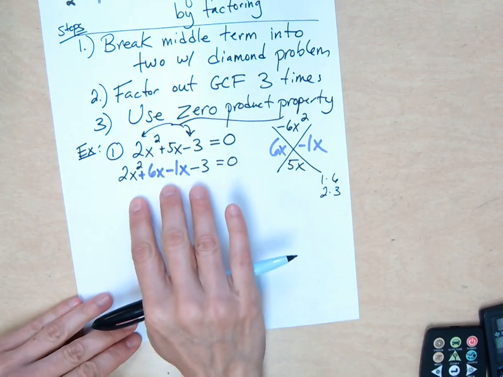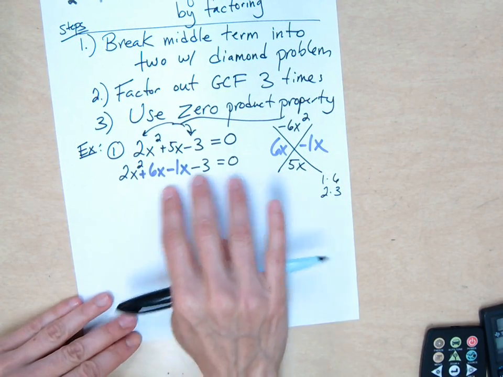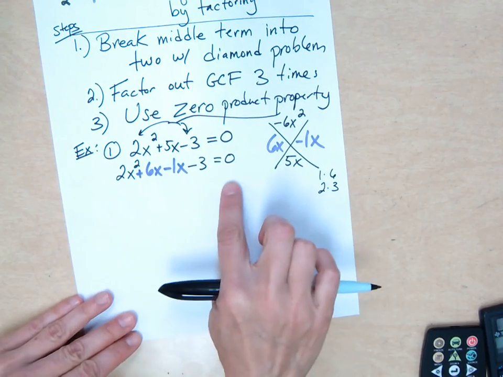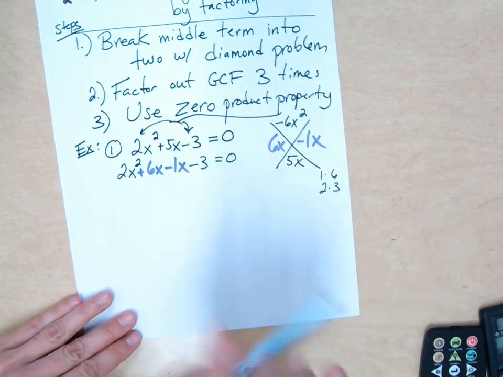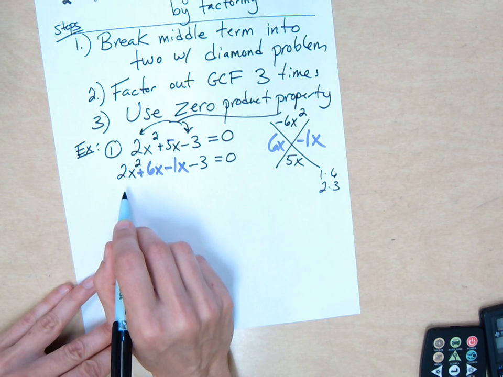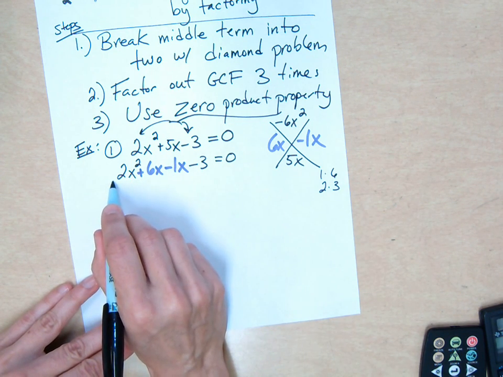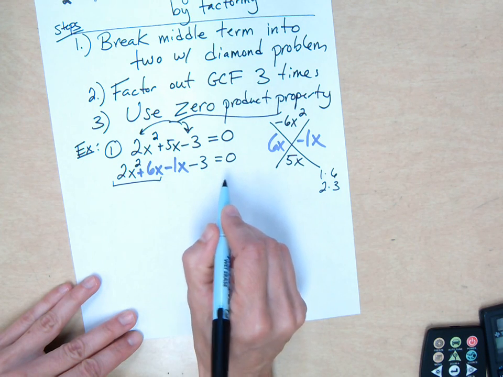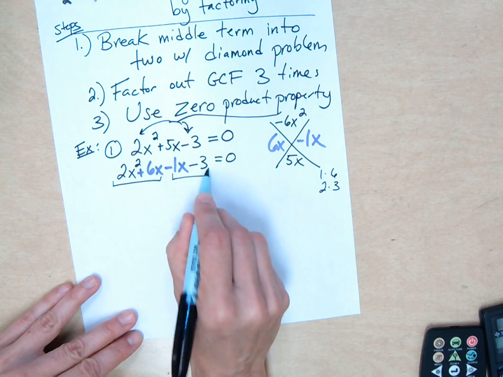The reason I like this is because in the future you're going to be asked to factor with 4 terms, and you'll already know how to do it. So let's just do it. Step 2 is to factor out the GCF 3 times. So you group these 2, and you group these 2.